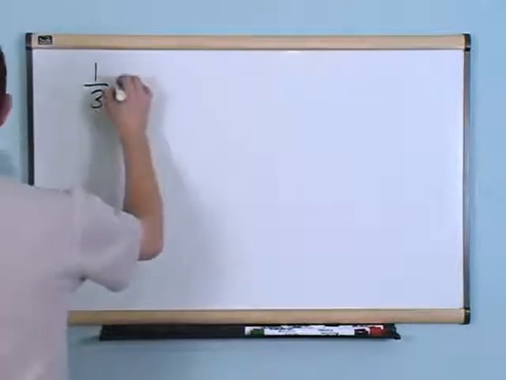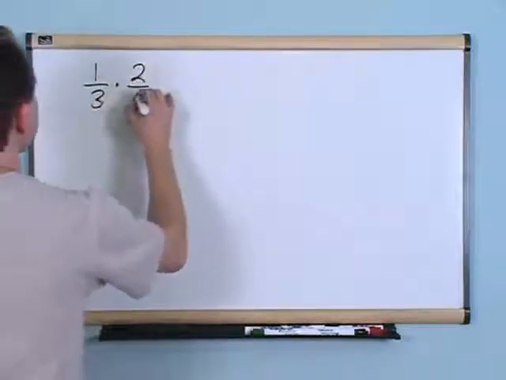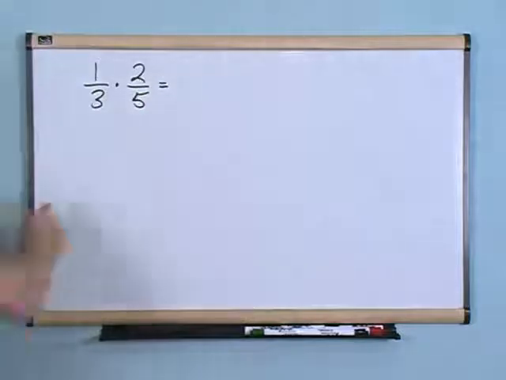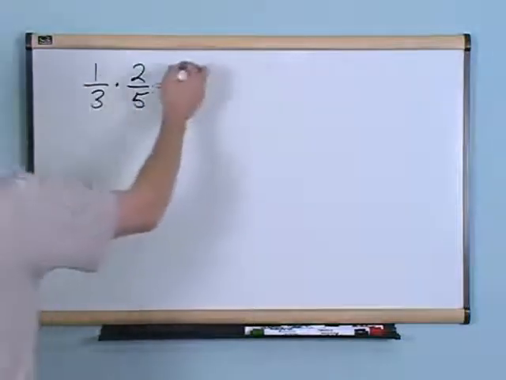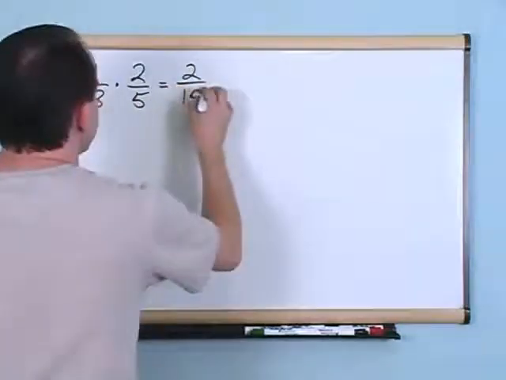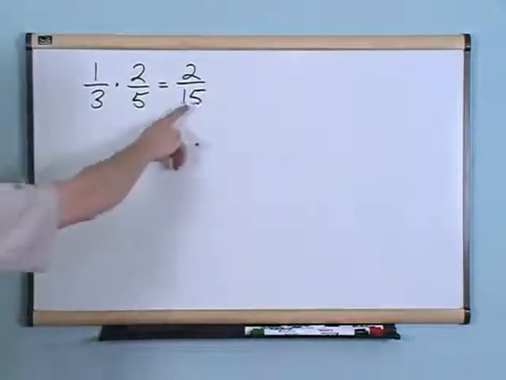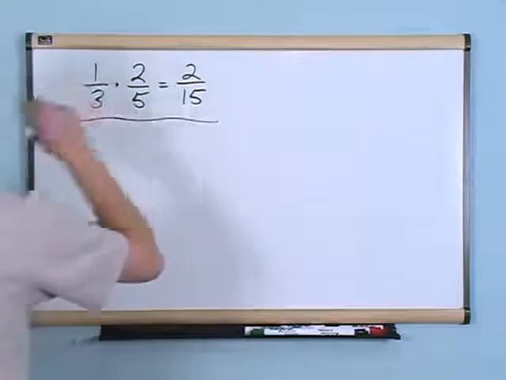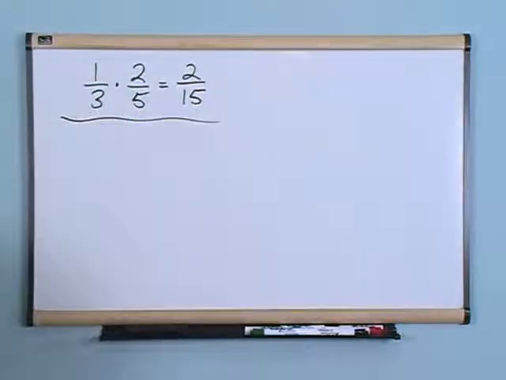What if you had 1/3 times 2/5? How would you do that? Multiply the top. 1 times 2 gives you 2. Multiply the bottom. 3 times 5 gives you 15. And don't forget to always check and see if you can simplify this. And in this case, you can't simplify that anymore, so you're done.